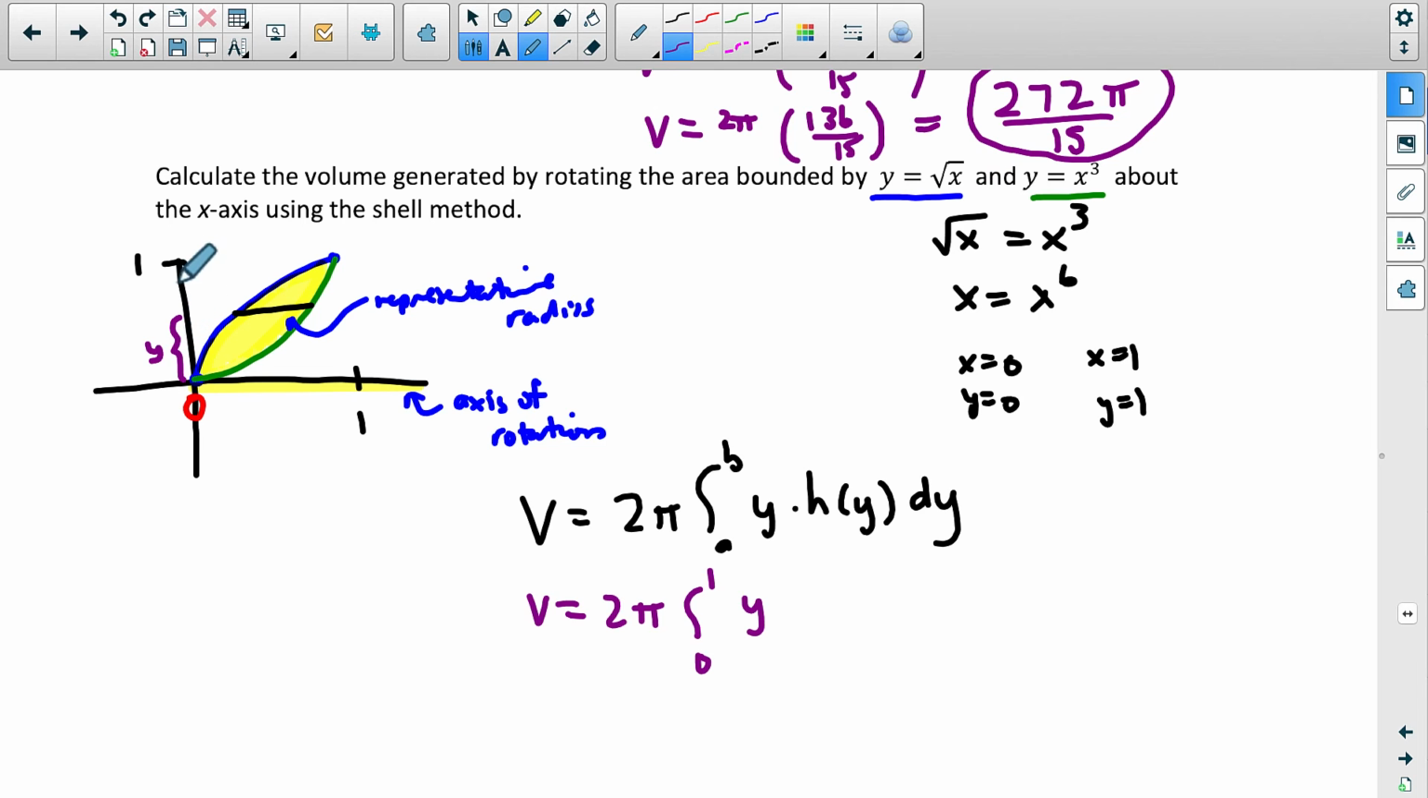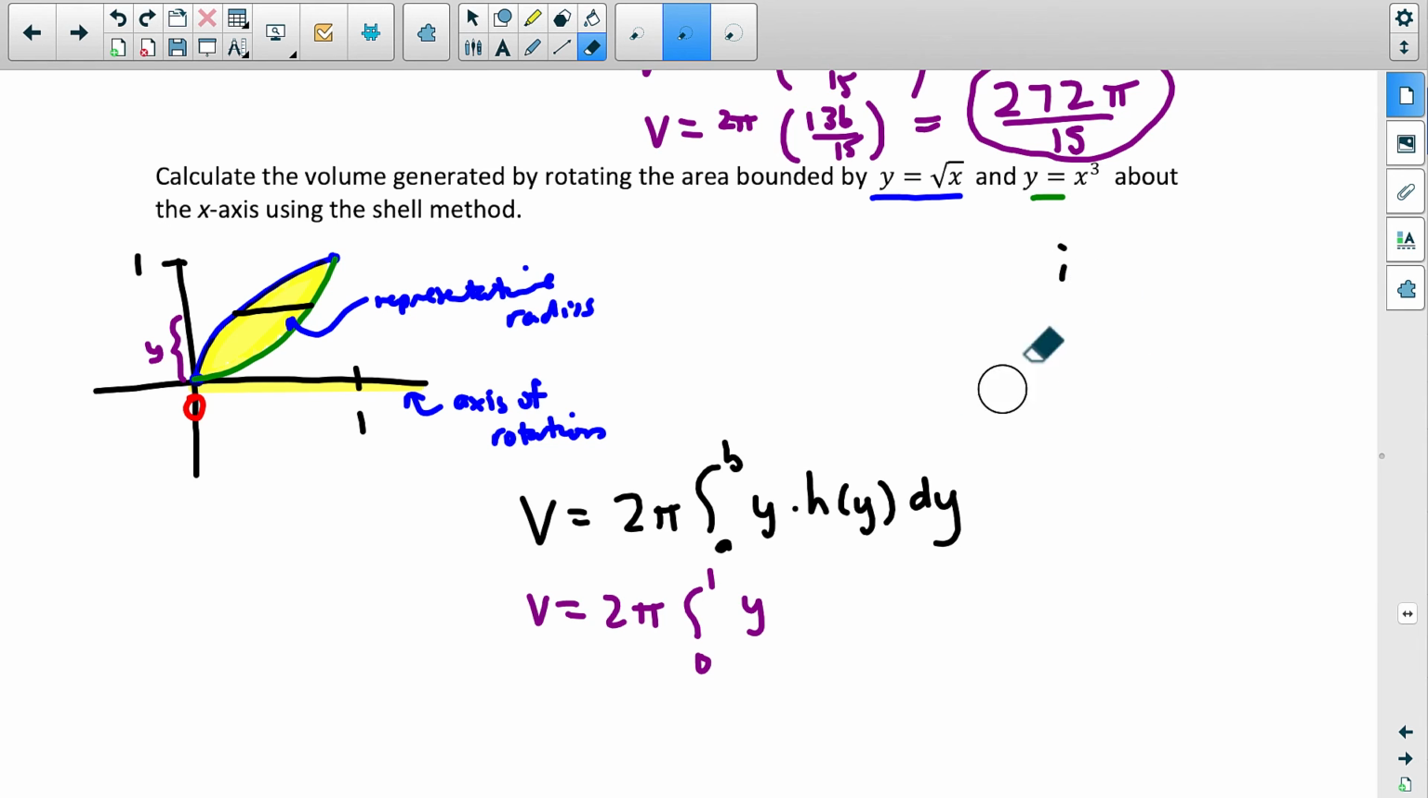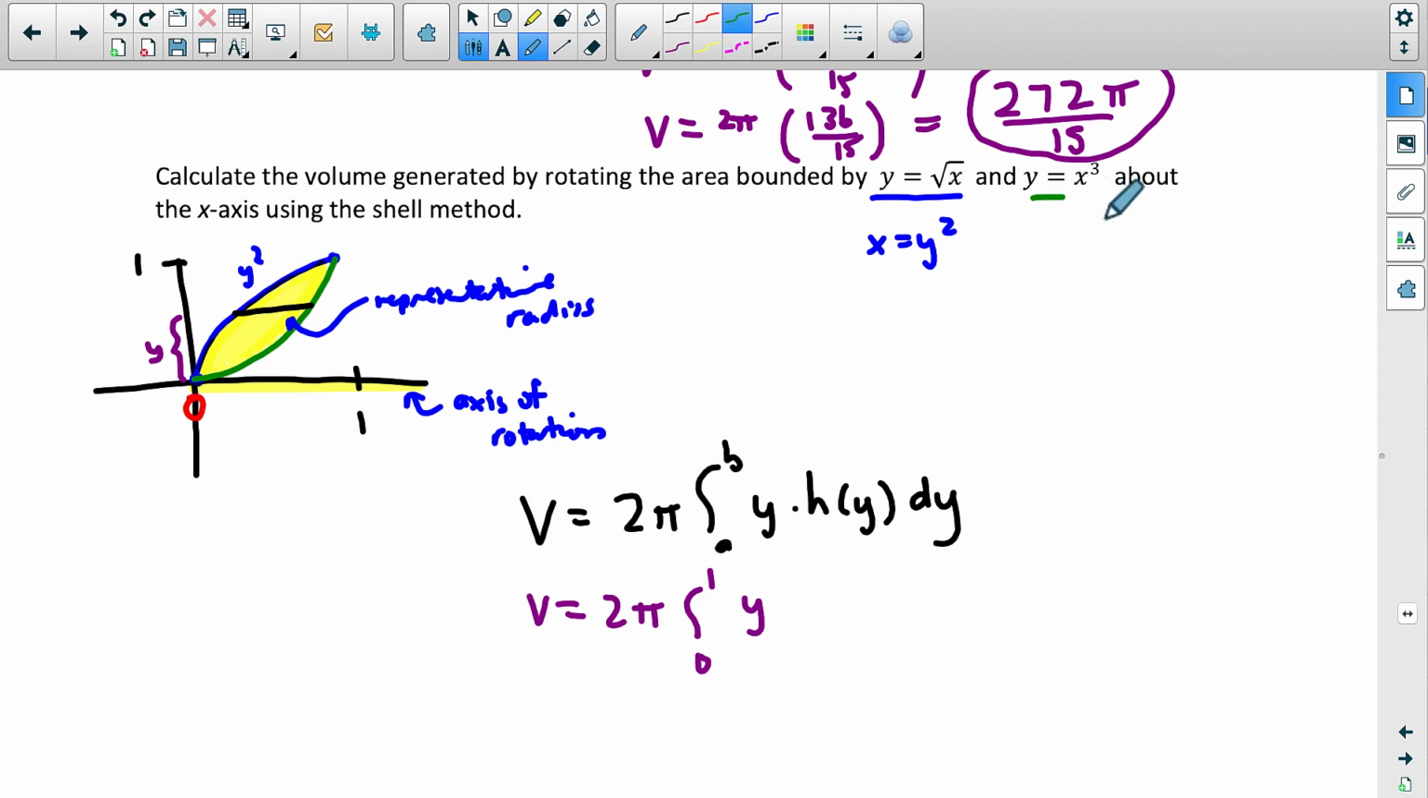When we're rotating over the y-axis, everything has to be written in terms of y. Right now it's not written in terms of y. It's written in terms of x. So we got to change both of these. Sorry, I should never do this, but I'm going to erase this and rewrite these in terms of y. So if you square both sides here, you get x equals y squared. Okay, great. So that describes this blue one right here, it's just y squared. Now this one, if you took the cube root of both sides, you'd end up with x equals the cube root of y. And great, that's what we can write down for this one, cube root of y.